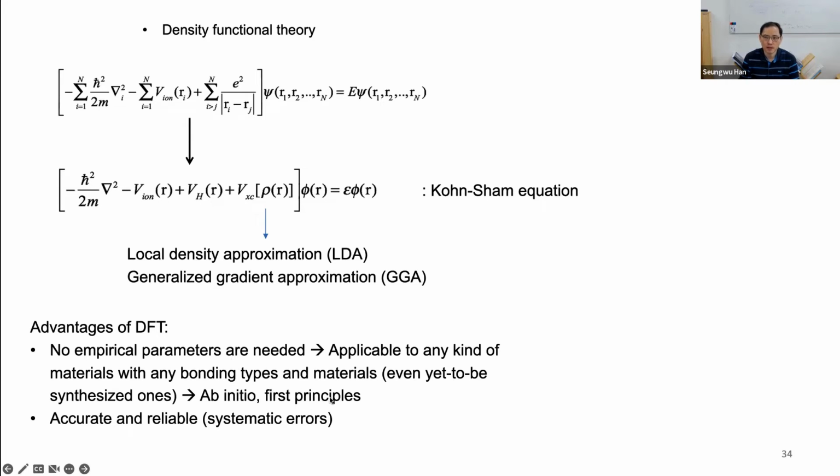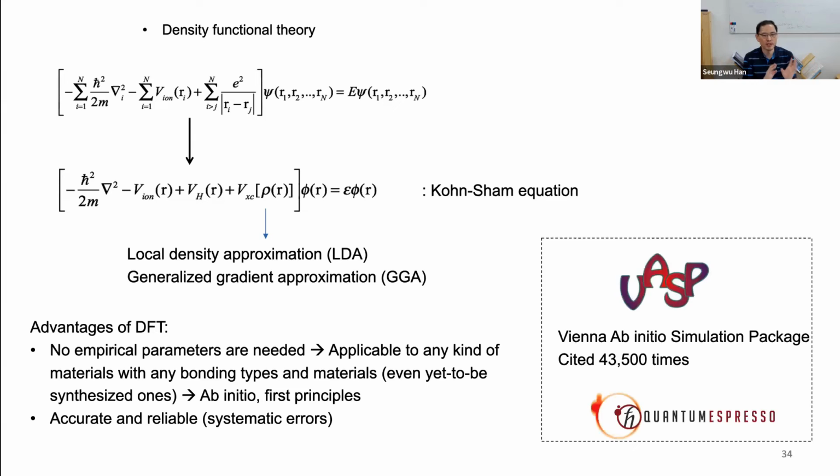And second, even though there are no empirical parameters, it's highly accurate, and it is also reliable. Reliable means that it is not 100% accurate, but it has some error, and the error is systematic. The error is quite uniform. So we know, for example, if the lattice parameter is overestimated, it is overestimated throughout any kind of material. It's a systematic error.